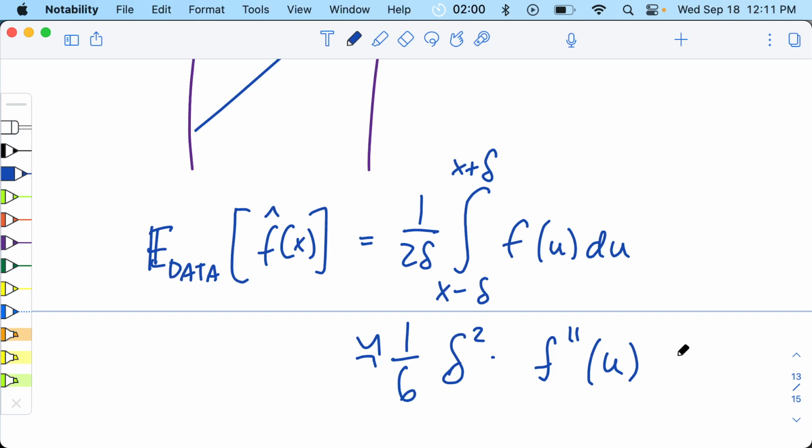But the thing that matters is how big the second derivative of the function is. When the function is very concave down, then you have a lot of negative bias. If it's very concave up, you have a lot of positive bias. If it's perfectly straight, then you have no bias.